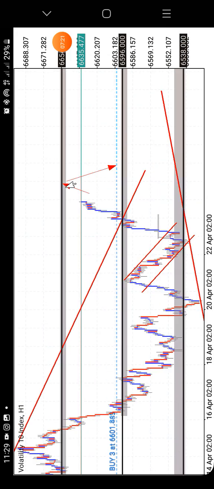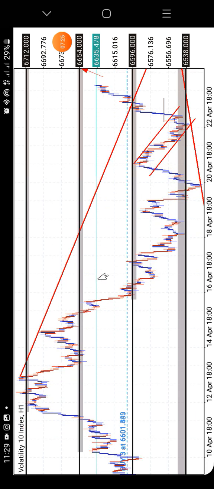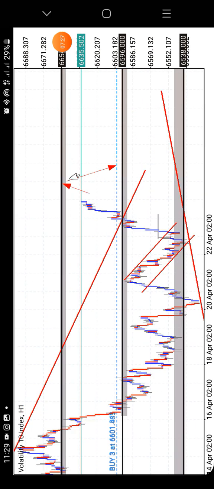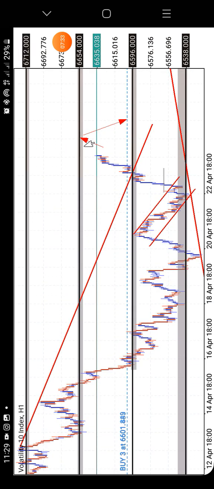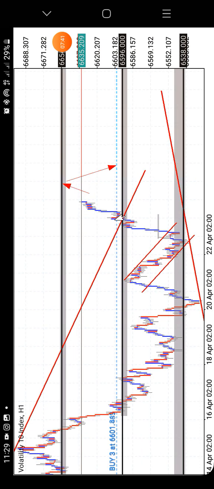So from here I'm going to be waiting for the structure to form, and after that I'm going to take my sells at this level right here. The reason why I'm saying I'm going to take my sells here is because of this trend line right here. You can really see that we aligned it with our lower highs right here, and this was just a small retest for us to take the buy. You understand what I'm saying?